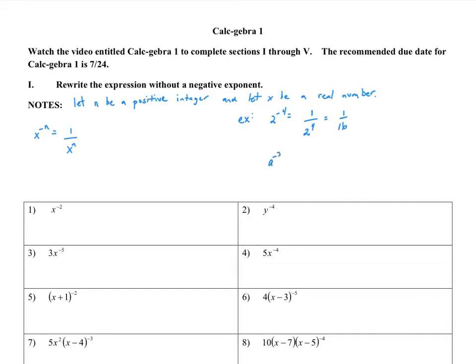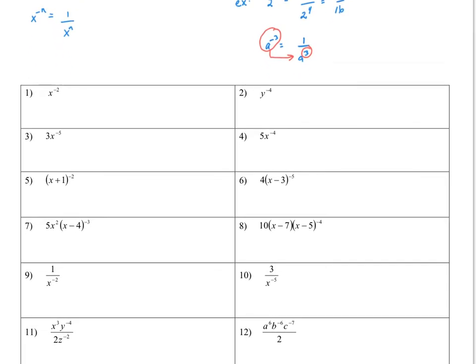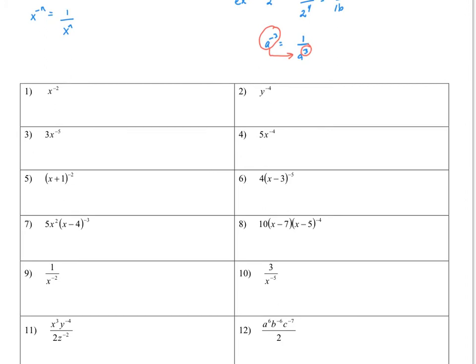A to the negative third means 1 divided by a cubed. Just as a general tip, take your base with the negative exponent and put it in the denominator. Then change your exponent so that it's positive. Okay, we will do the odds. Number 1, x to the negative 2 means 1 divided by x squared.